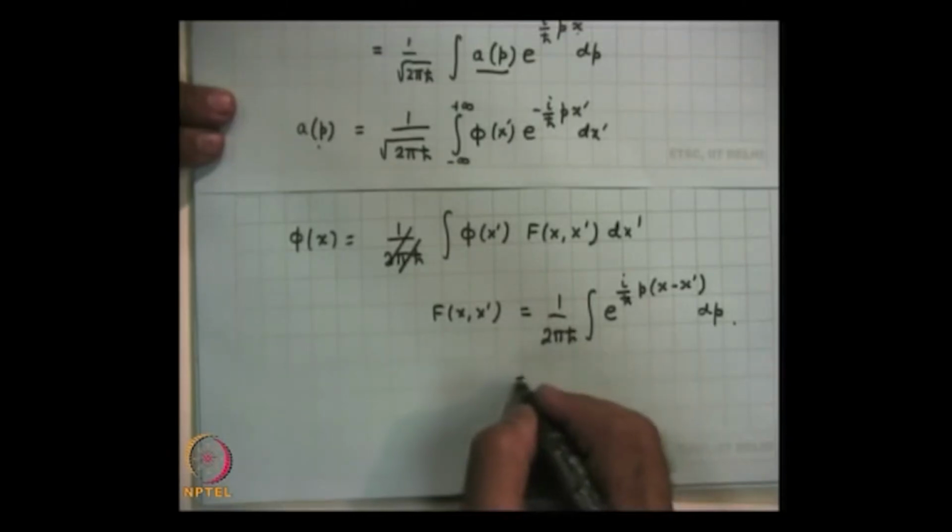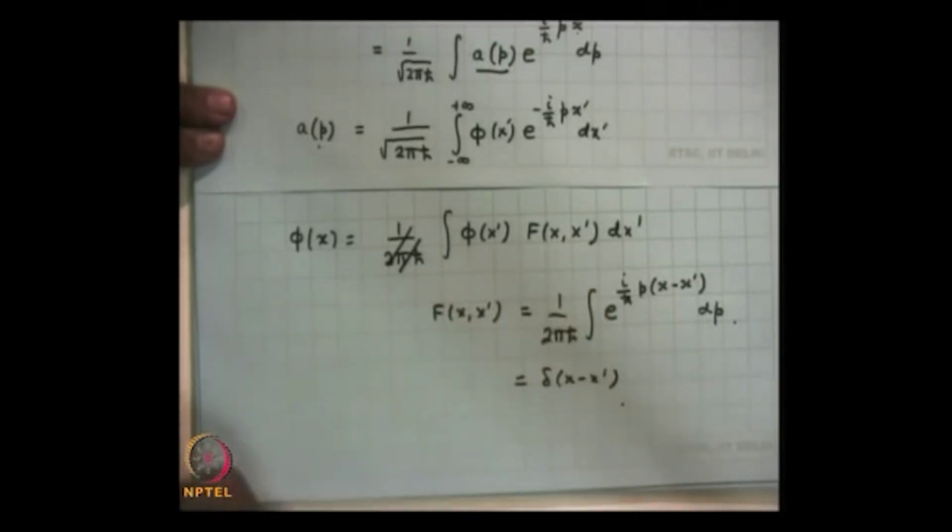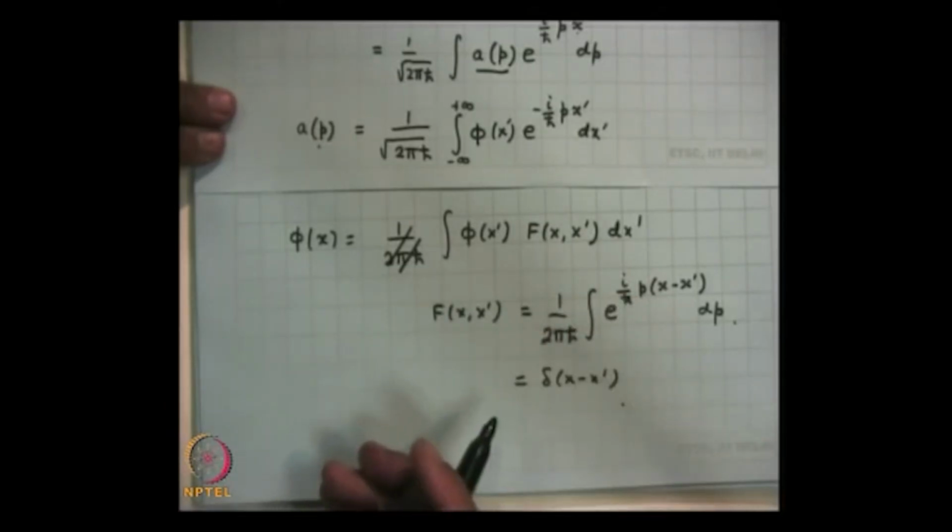This we know is the delta function. So, as soon as I substitute it here, I get phi of x. So, this is my completeness condition. It is no more a sum, it is an integral.